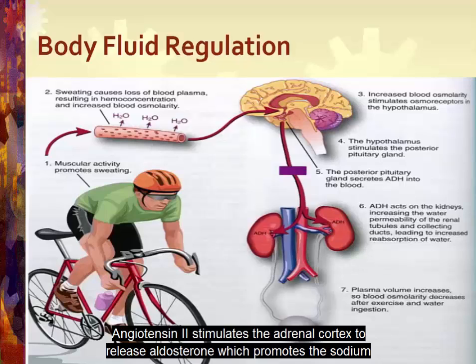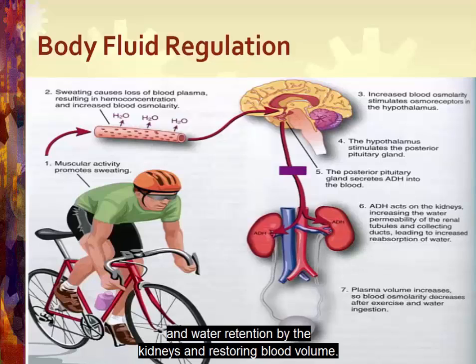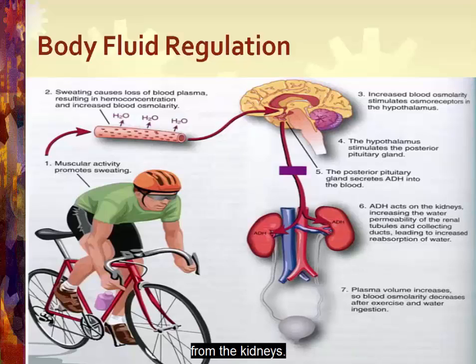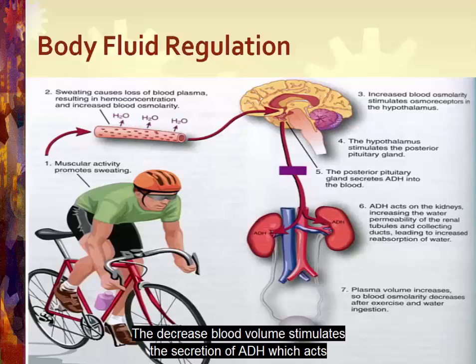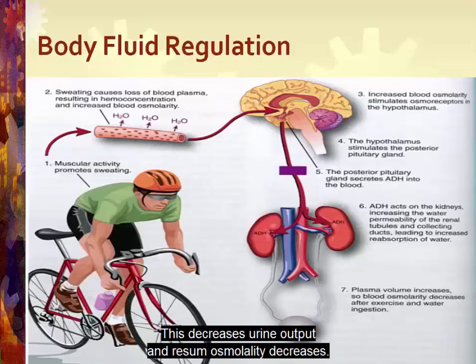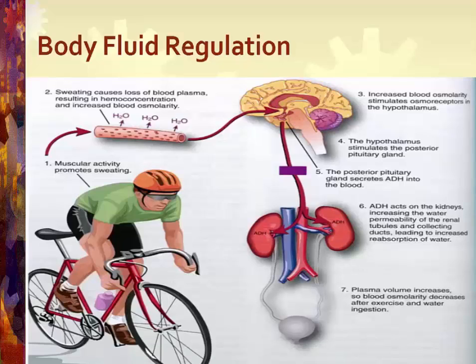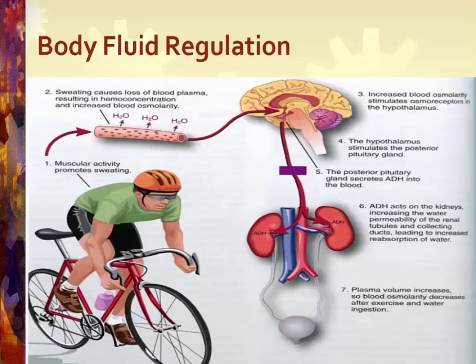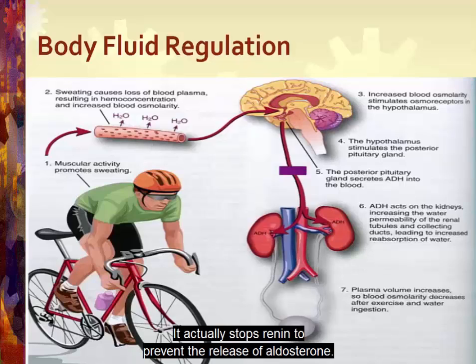Angiotensin II stimulates the adrenal cortex to release aldosterone, which promotes sodium and water retention by the kidneys, restoring blood volume. Antidiuretic hormone, released by the posterior pituitary gland, regulates water excretion from the kidneys. The decreased blood volume stimulates the secretion of ADH, which acts on the kidneys to increase water reabsorption. This decreases urine output, and serum osmolality decreases as water dilutes body fluids, returning them to normal. Atrial natriuretic peptide is a hormone released by the atrial muscles of the heart in response to fluid overload. It actually stops renin to prevent the release of aldosterone.